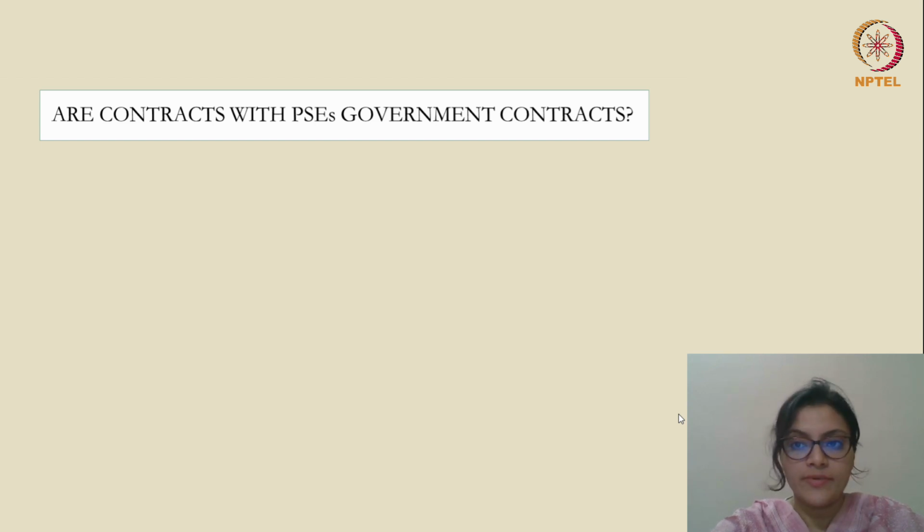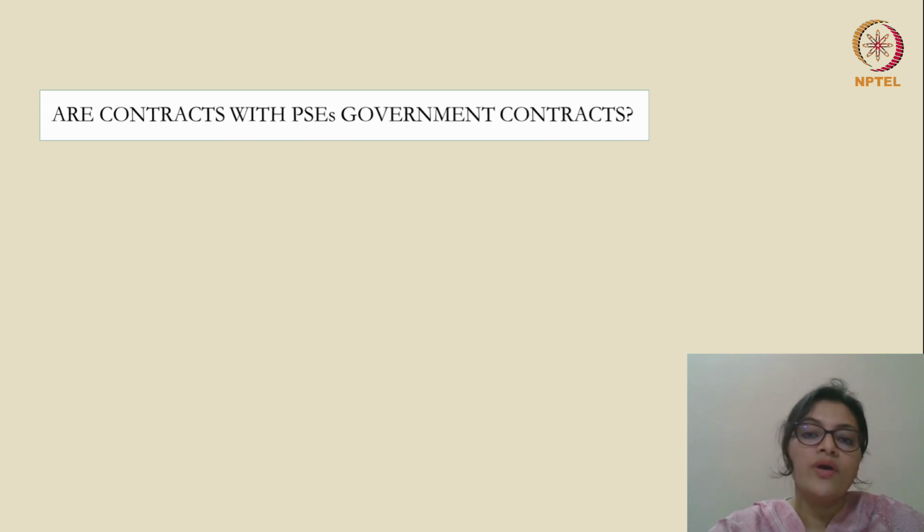Before we delve into the finer nuances of government contracts, let us first try and understand a few other important aspects. Are contracts with public sector enterprises government contracts? What do I mean by public sector enterprises? PSEs or PSUs, that is public sector undertakings, are companies or corporations which are funded or controlled by the government. To give an example, it could be SAIL, the Steel Authority of India Limited, or HAL, Hindustan Aeronautics Limited, or Bharat Heavy Electricals Limited. These are different PSUs, public sector enterprises.